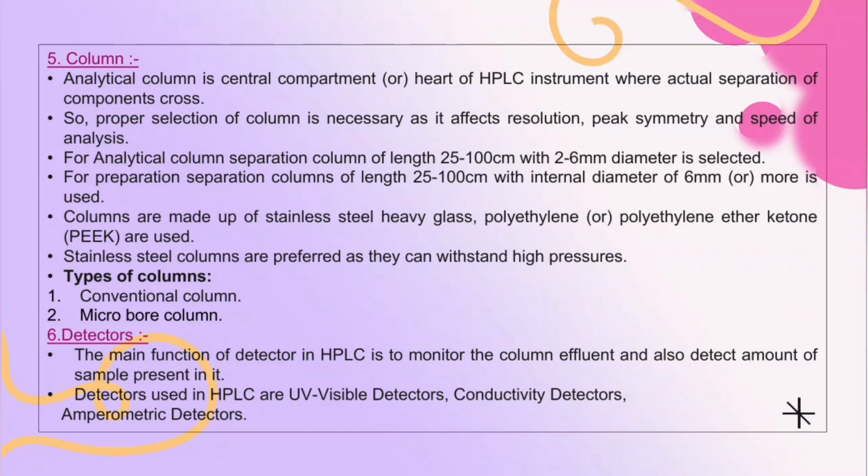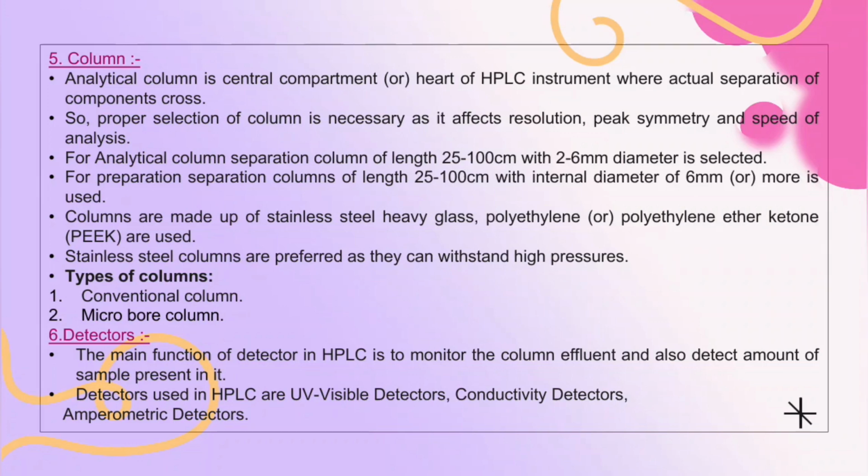Columns made of stainless steel, heavy glass, polyethylene or polyether ether ketone are used. Stainless steel columns are preferred as they can withstand high pressures. Types of columns: conventional column and microbore column. In a conventional column, operating pressure is 500 to 3000 pressure, which is less efficient. In a microbore column, operating pressure is 1000 to 5000 pressure, which is more efficient.